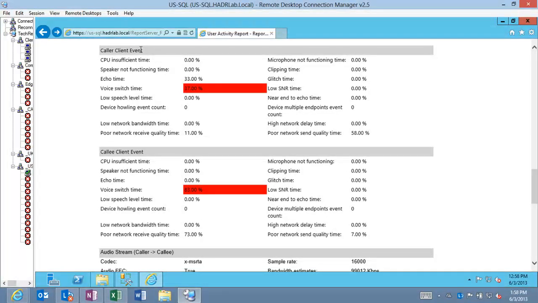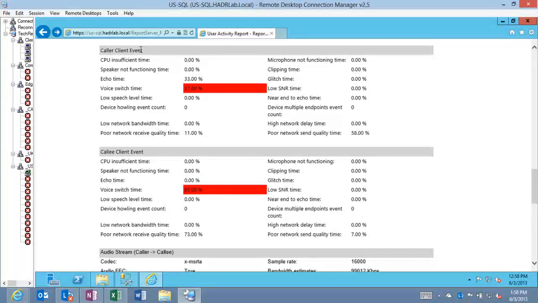So in this case, it was voice switch time. We've seen microphone glitch rate, CPU insufficient time. And so that's where you can go into the reports and say, I see that you are having an issue with this. And then later on, we'll also show you how you can do some trending to find out how many people are actually having that issue to help you troubleshoot that specific piece.